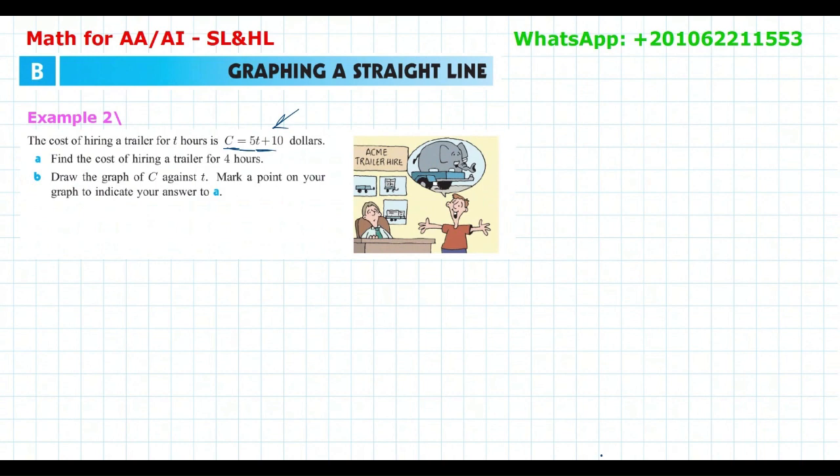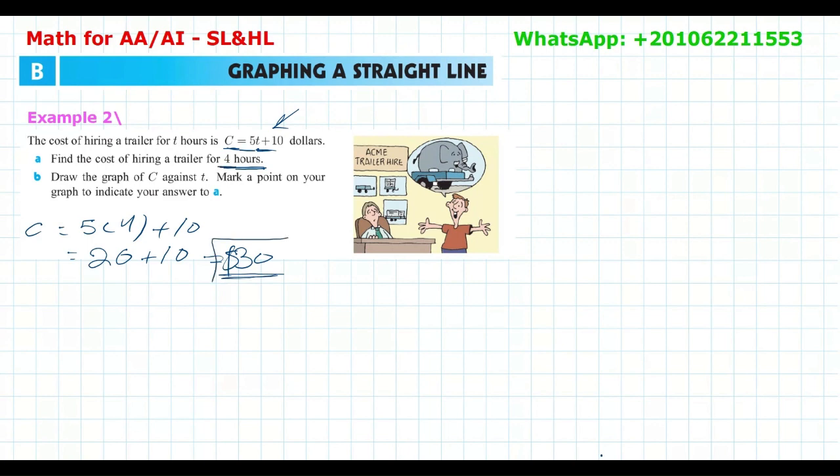We have 2 questions. He said find the cost of hiring the trailer for 4 hours. Then now we're gonna deal with time. Instead of T, which is the time indicated in the equation, you need to find the cost while the time equals 4. So instead of T, you're gonna put 4, and then you're gonna find the total cost. Then 5 by 4 becomes 20, and then plus $10 becomes $30. Then the cost for hiring a trailer for 4 hours equals $30.